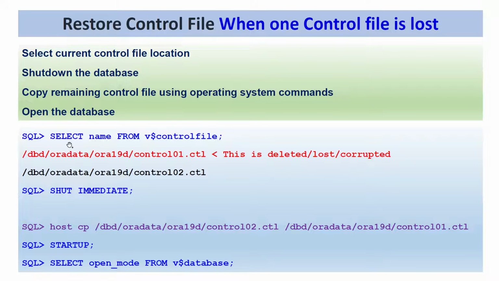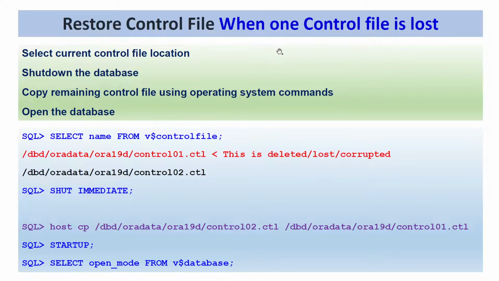So let's use select name from v$controlfile, which will give you the list of all the control files. Let's think that control01 is deleted. Somebody deleted control01. So what you do, you try to shut down the database. Shutdown immediate will not work because it will fail. So you have to do shutdown abort. Then you copy the surviving control file. You start up the database and you check the open mode, and you should be able to find that your database is working fine.